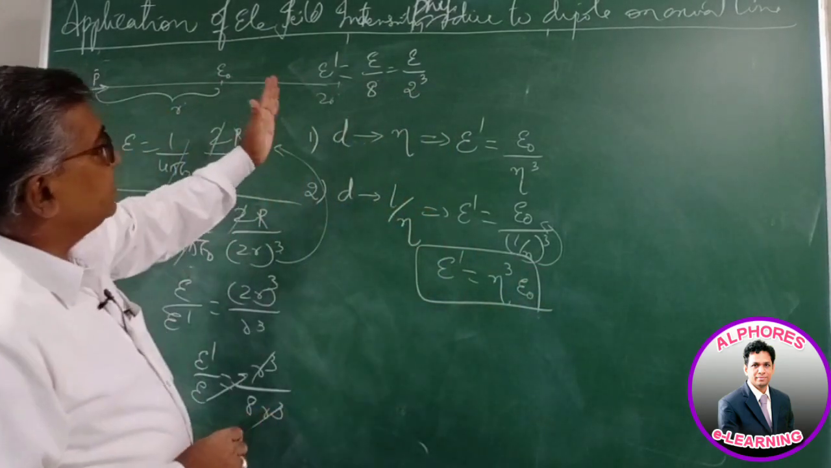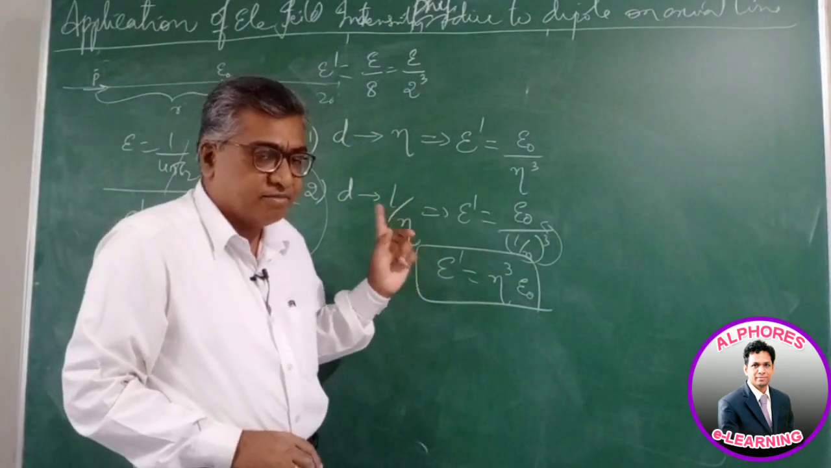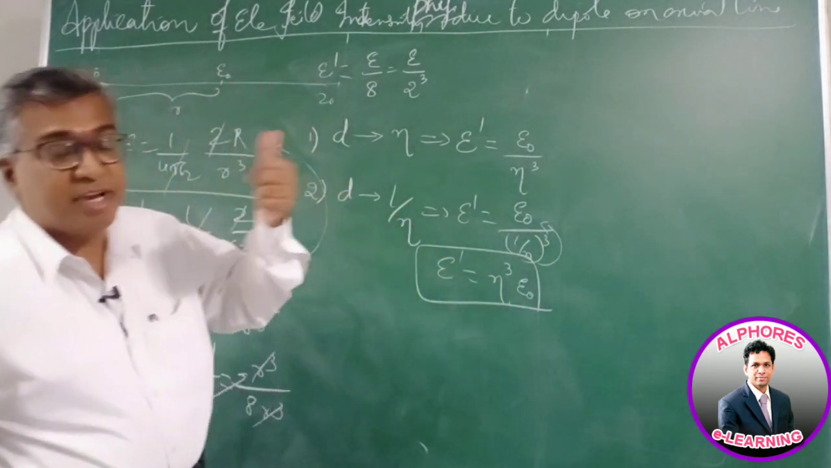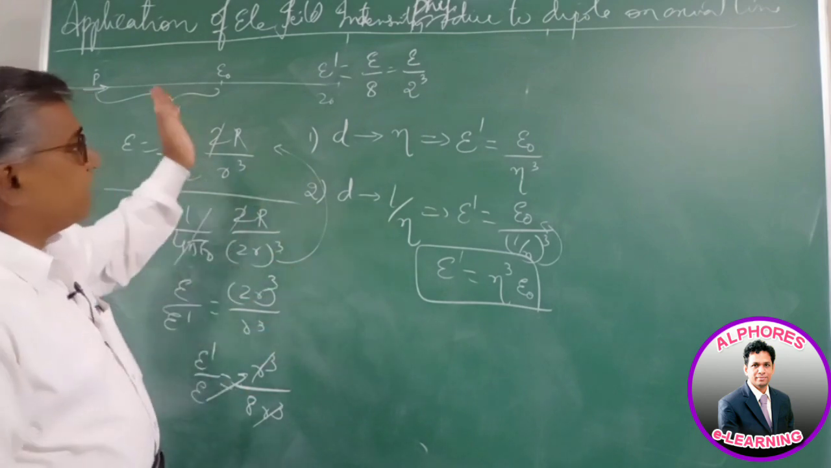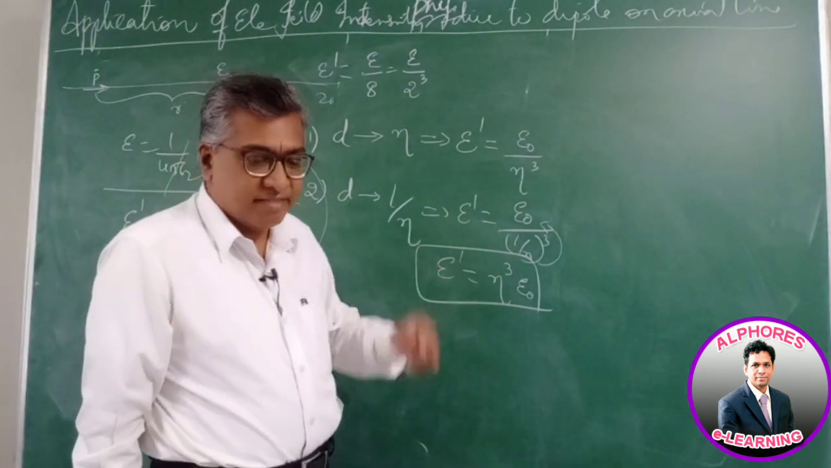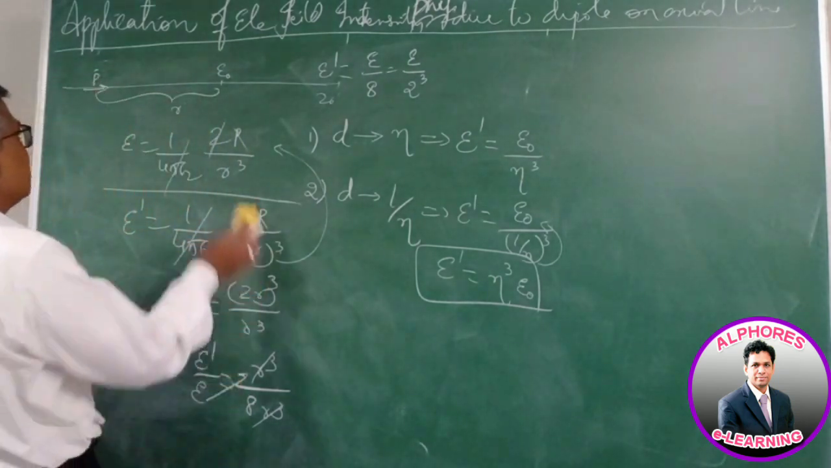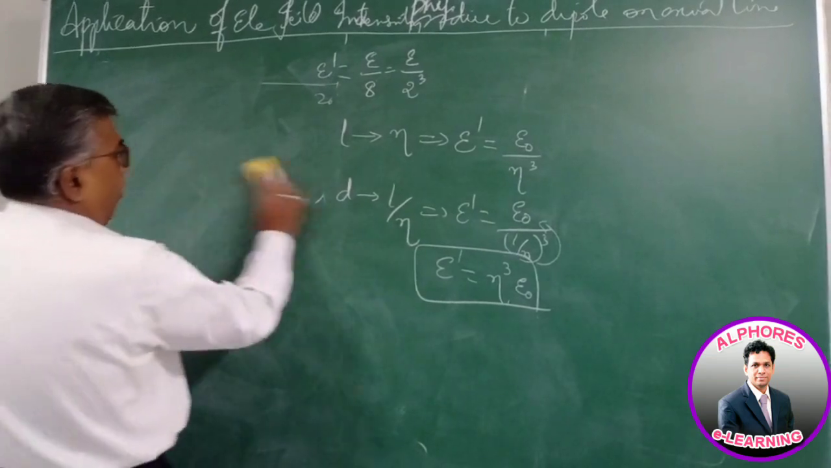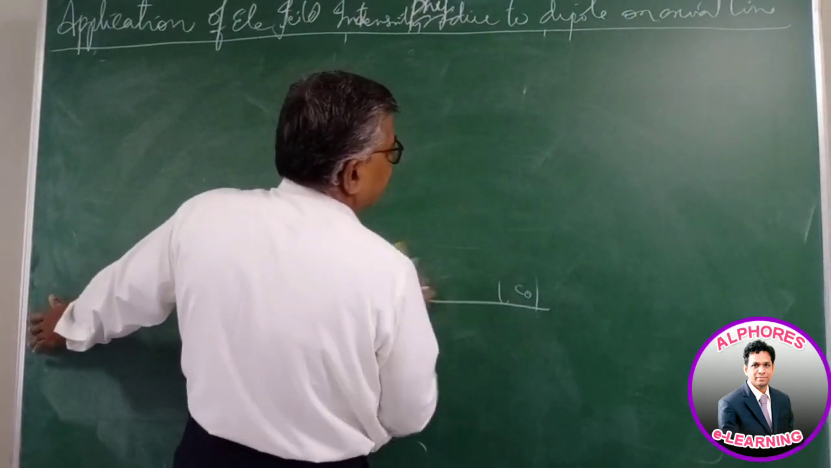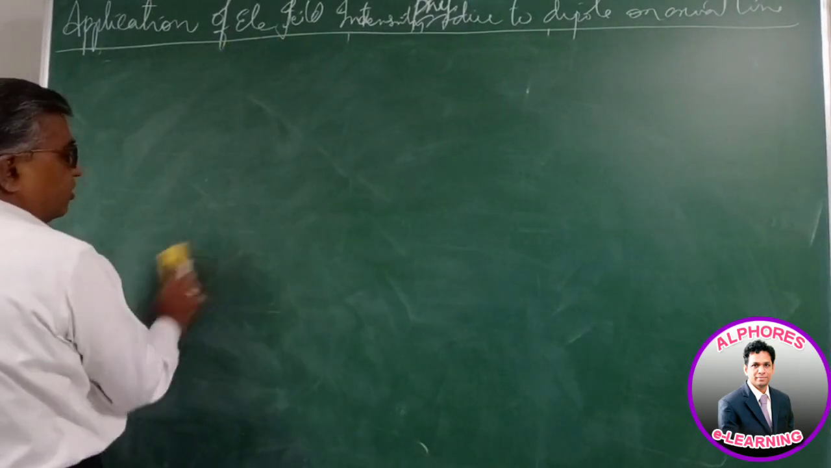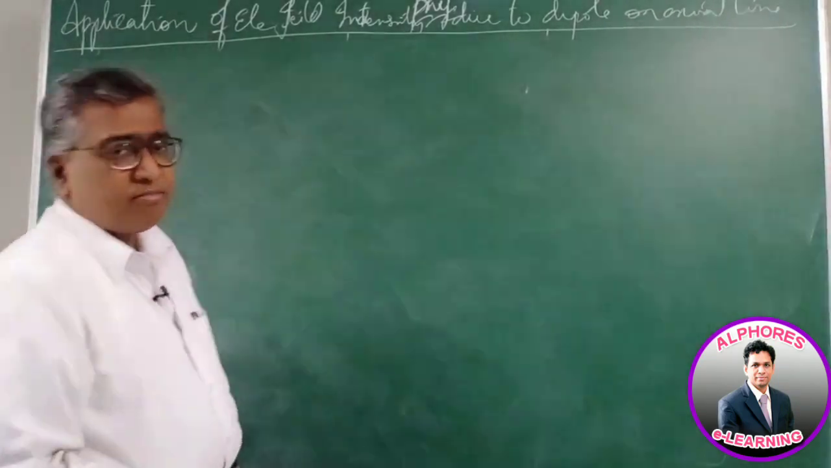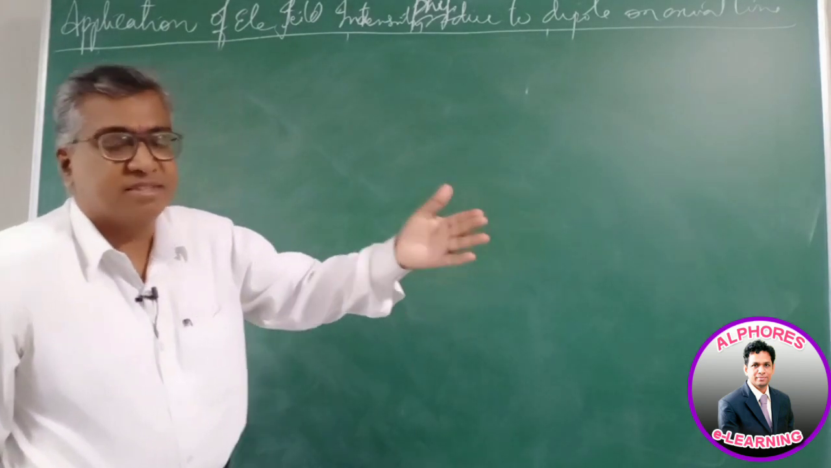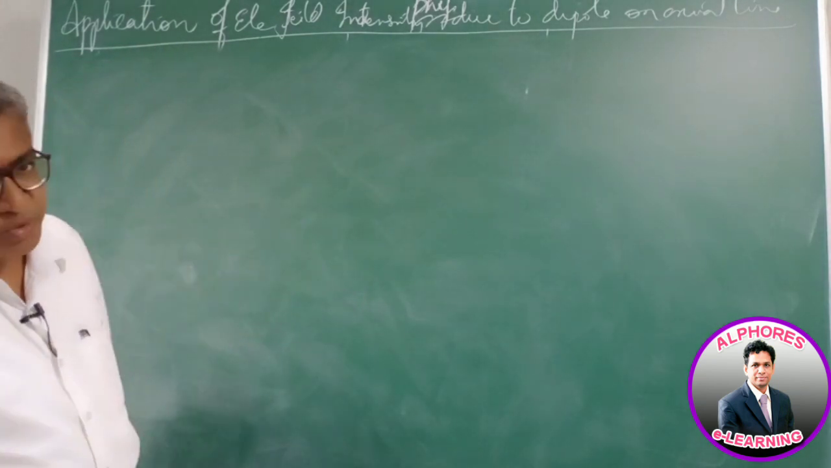Like if the distance is reduced to half, 1 by 2, it's 1 by 2 whole cube, so 2 cube, it's 8 times. The electric field becomes 8 times. If the distance is reduced to 1/3, it becomes 27 times, and so on. So this way, for the electric field on the axial line of a short dipole, if I change the distance from r to n times, then the field reduces 1 by n cube times.